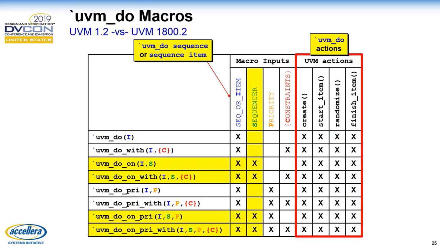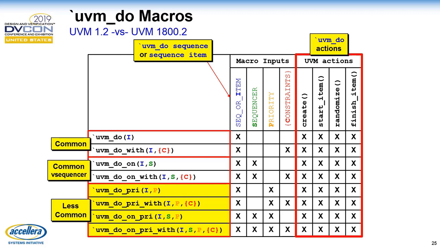You also have UVM do on to say you want to run these on a particular sequencer. And you have UVM do with priorities to say that you'd like to execute with some priority if you have multiple commands going to the same sequencer. And you also have UVM do with, so you can put in inline constraints using any of these macros right here. And so very commonly used were the UVM do and UVM do with inline constraints. If you're using virtual sequencers, you frequently use UVM do on or UVM do on with. And less commonly used, but they're out there, are the UVM do with priorities.